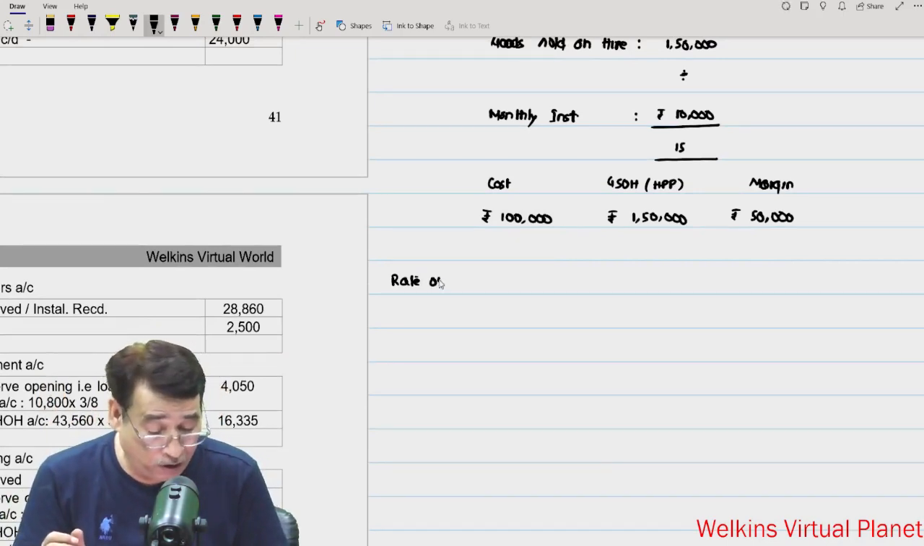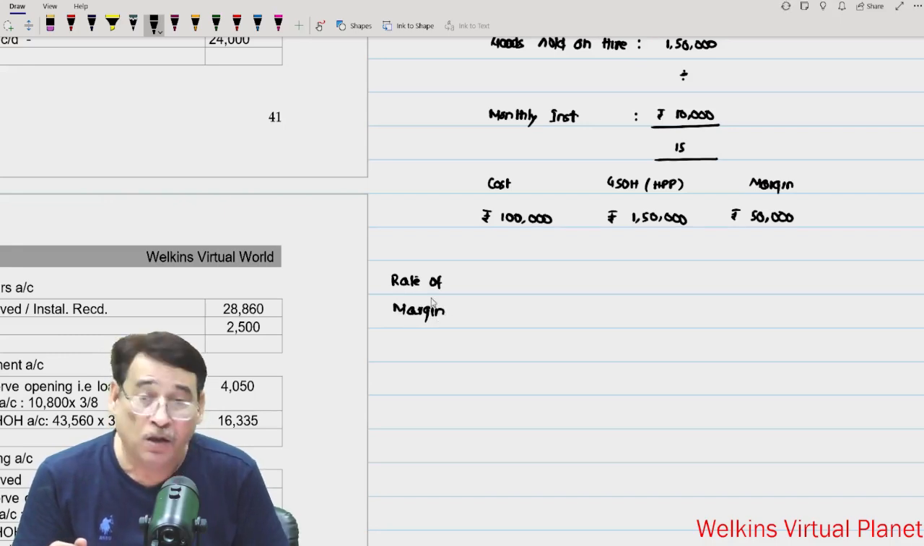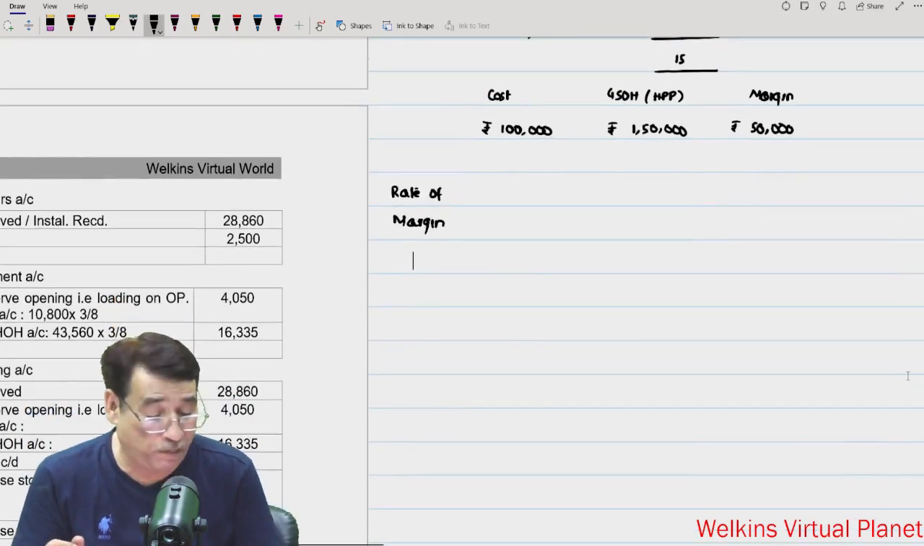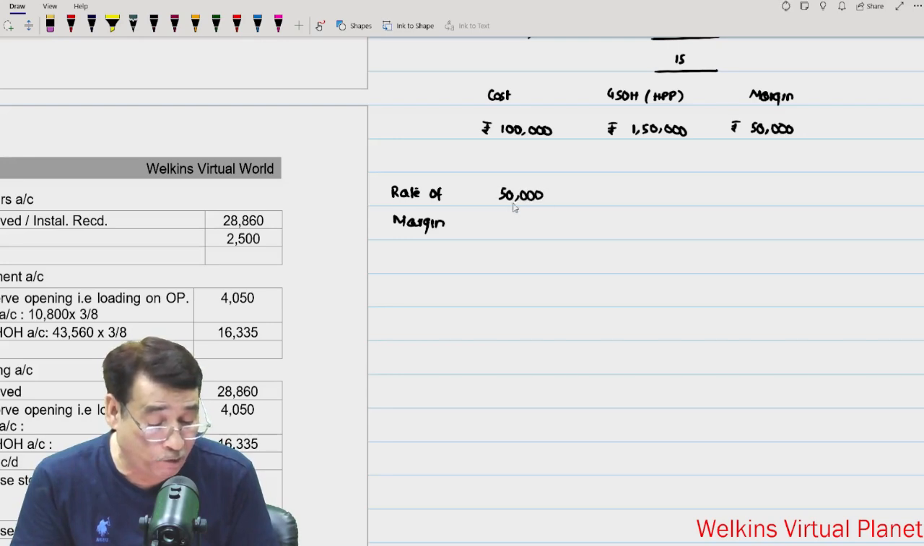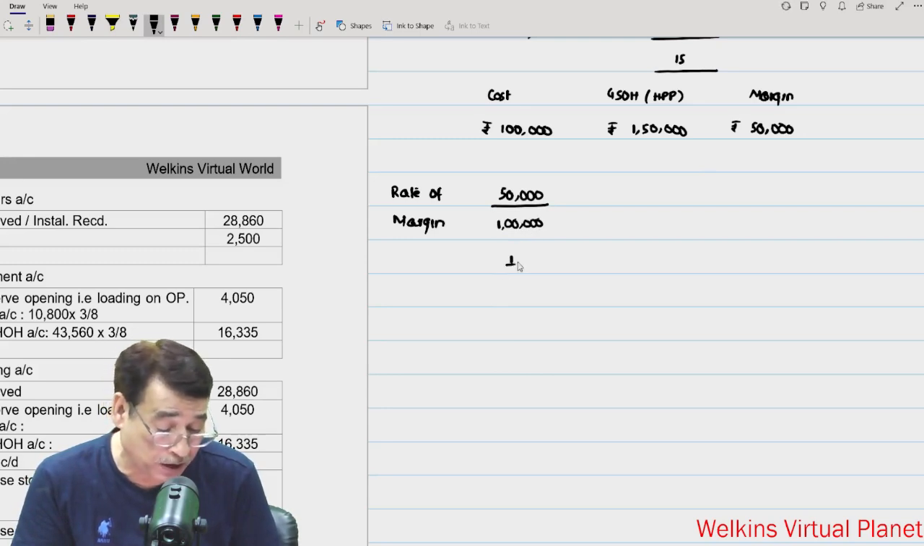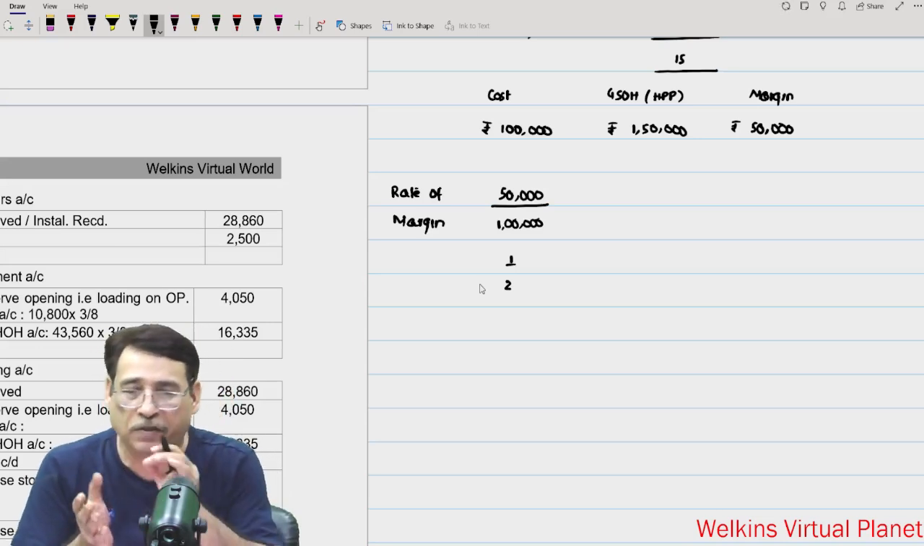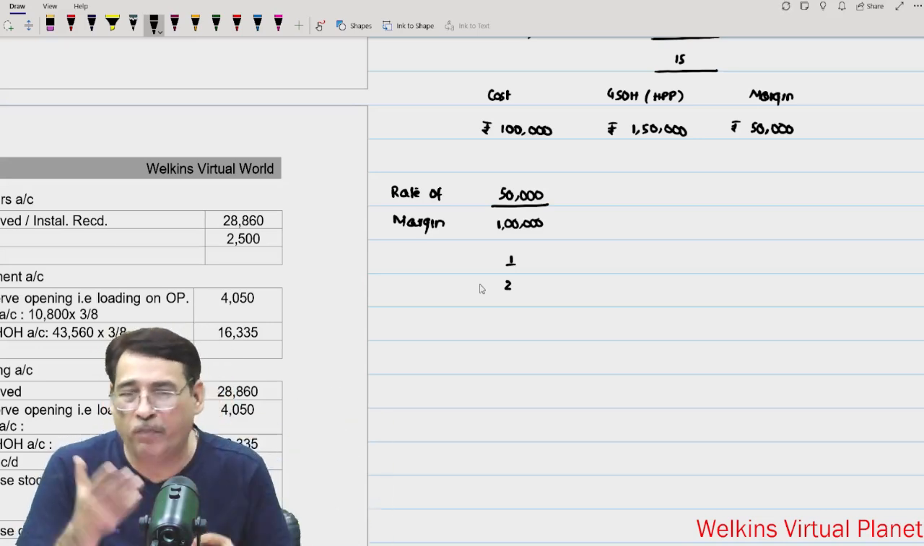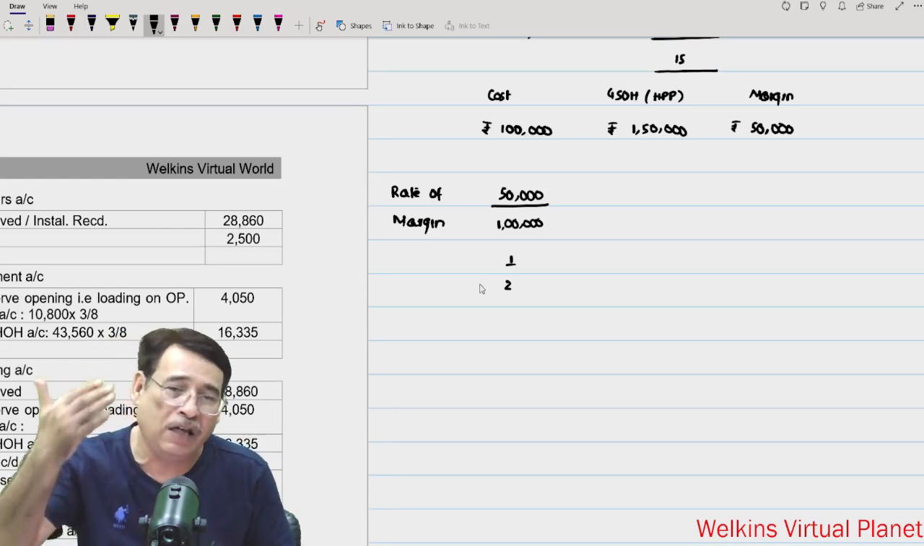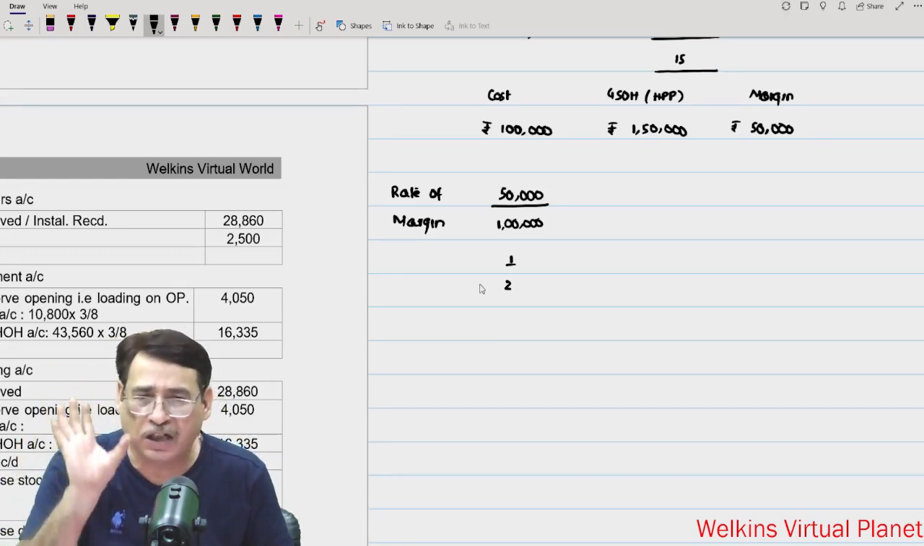So, rate of margin. Now what will be his rate of margin? His rate of margin on cost will be equal to 50,000 divided by 1 lakh. 50,000 is the margin and below I have written in the denominator cost. So his rate of margin on cost will be 1/2. That means if 2 rupees is the cost, I'm charging you a margin of ₹1. Indirectly, I'm selling these goods to you at a price of ₹3.